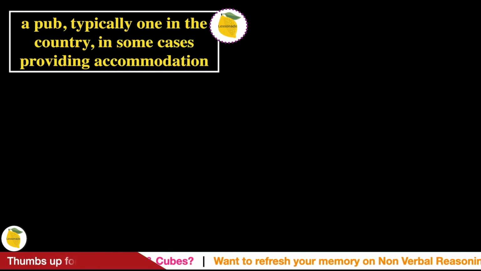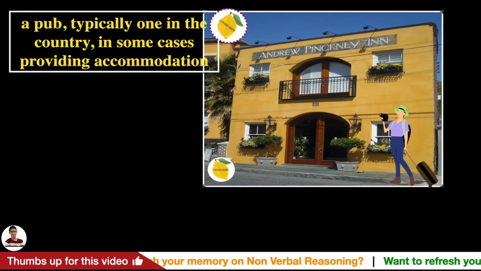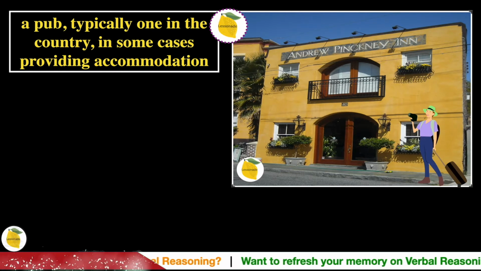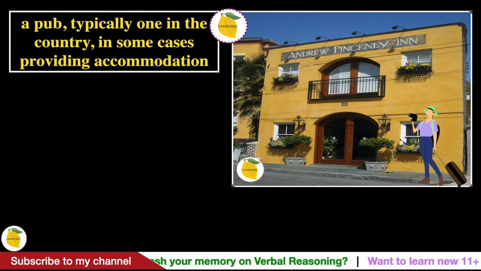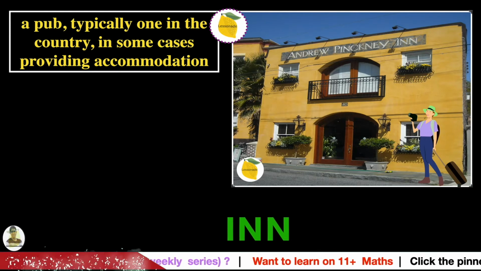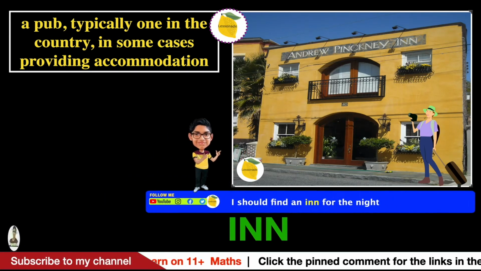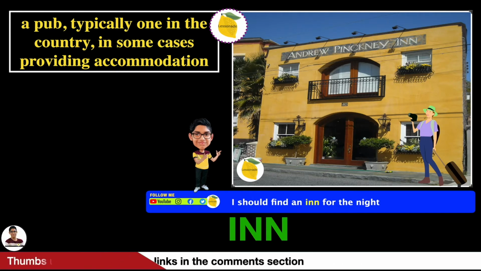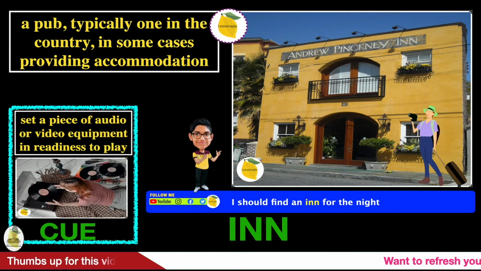Let's go on to the next one. The next one is a pub, typically one in the country, in some cases providing accommodation. In this picture, you can see a pub that provides accommodation, and therefore the word will be inn. And the sentence for this word is, I should find an inn for the night. So before we go on to the next one, let's try to recall the previous slide, and the word we learnt in the previous slide is cue. Let's go on to the next one.